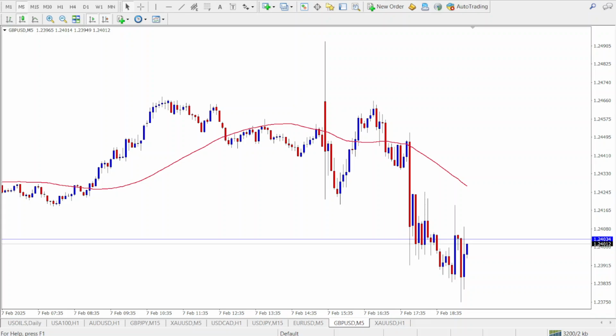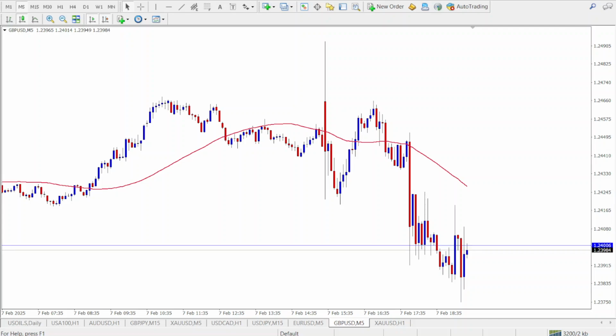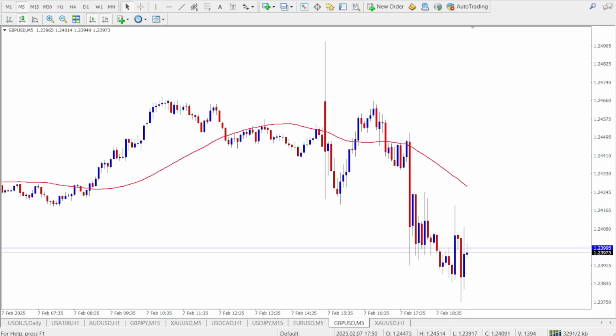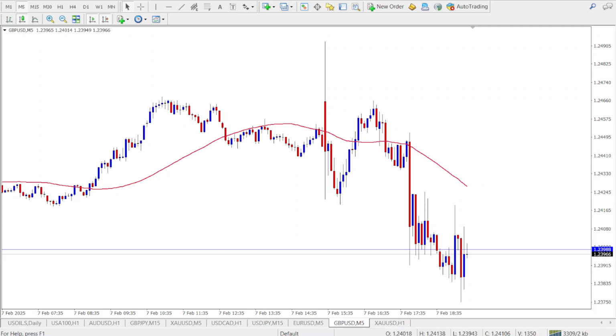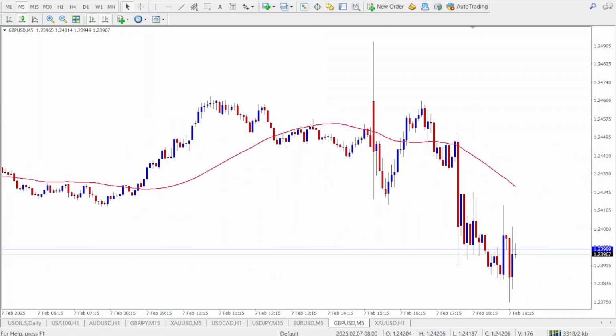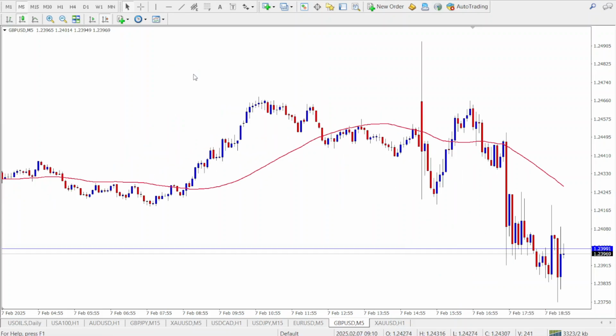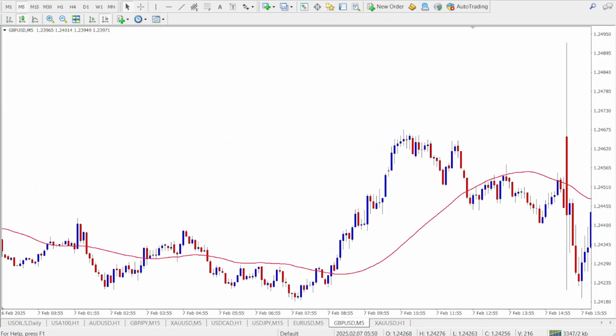Now, traders often use moving averages to determine trend direction. If price is above the moving average, it signals an uptrend. It's as easy as that, right? Then if the price is below the moving average, it signals a downtrend. But here's the problem. Moving averages alone can sometimes give false signals. Now that is the problem, especially during a sideways market. That's where volume comes in.